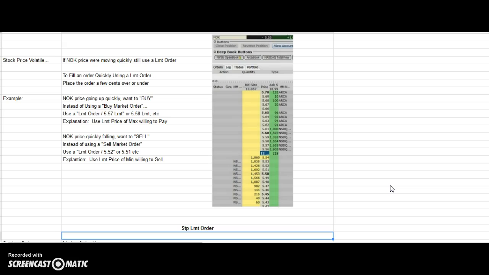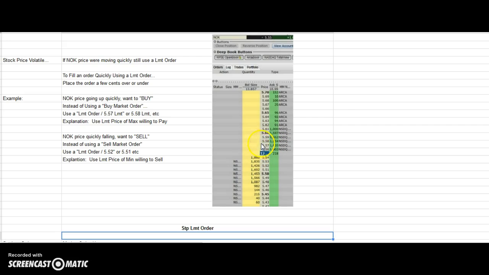So if a stock price is volatile, let's say Nokia was being very volatile, you could still use a limit order instead of a market order. To quickly fill an order using a limit order, you're going to place the order a few cents above or below, depending upon whether you're buying or selling. For example, if Nokia's price was going up quickly and you wanted to buy, thinking it was going to keep going higher, instead of using a market order to buy, you could use a limit order. What you could do here is place your limit order up at 558 or 559. And if it had skipped up to 557 quick, or 558, you would still fill.